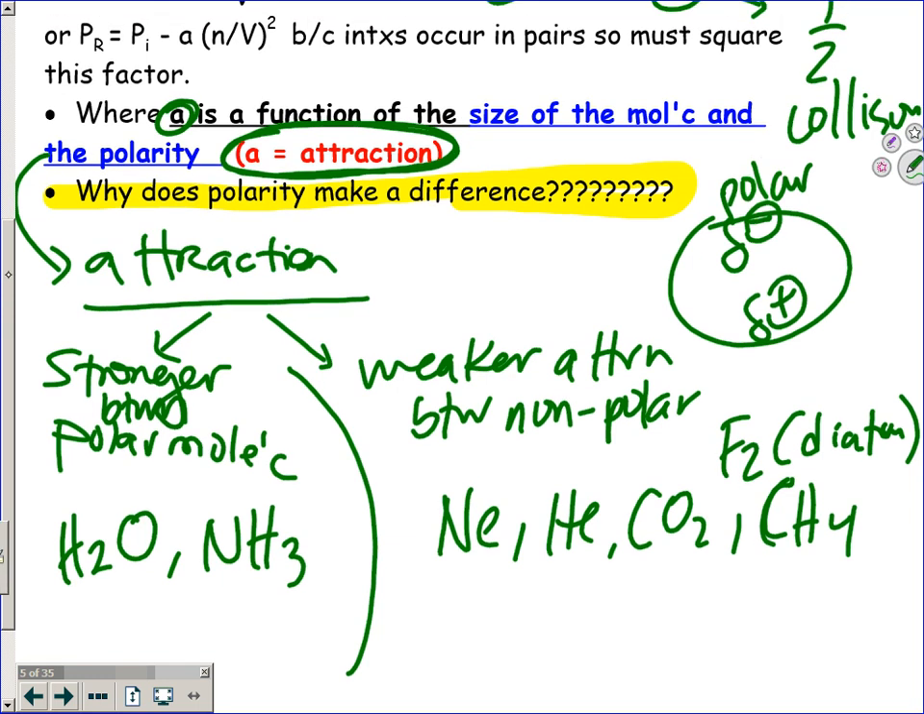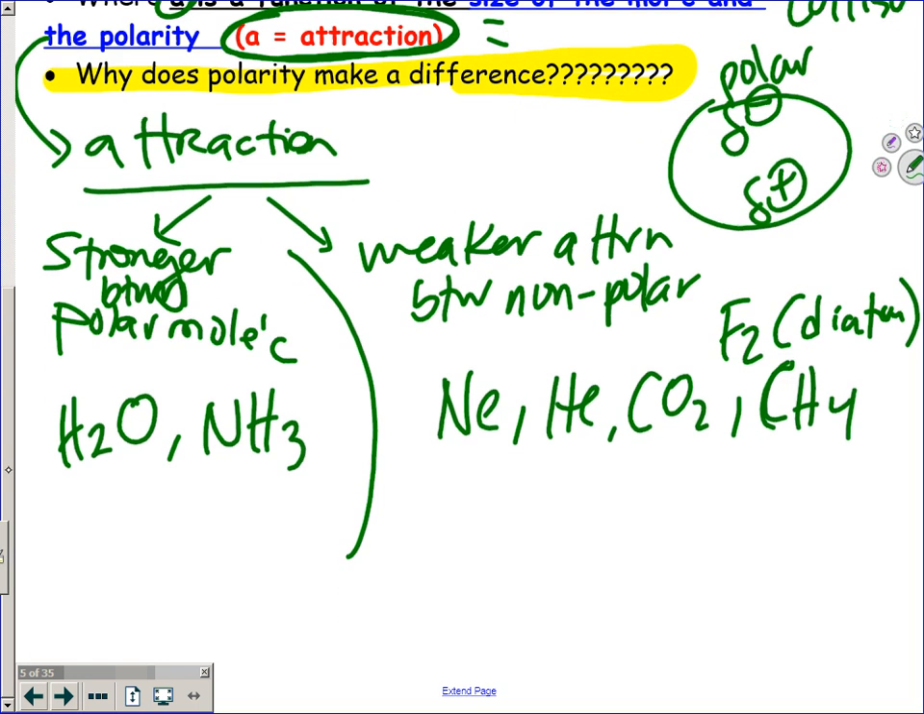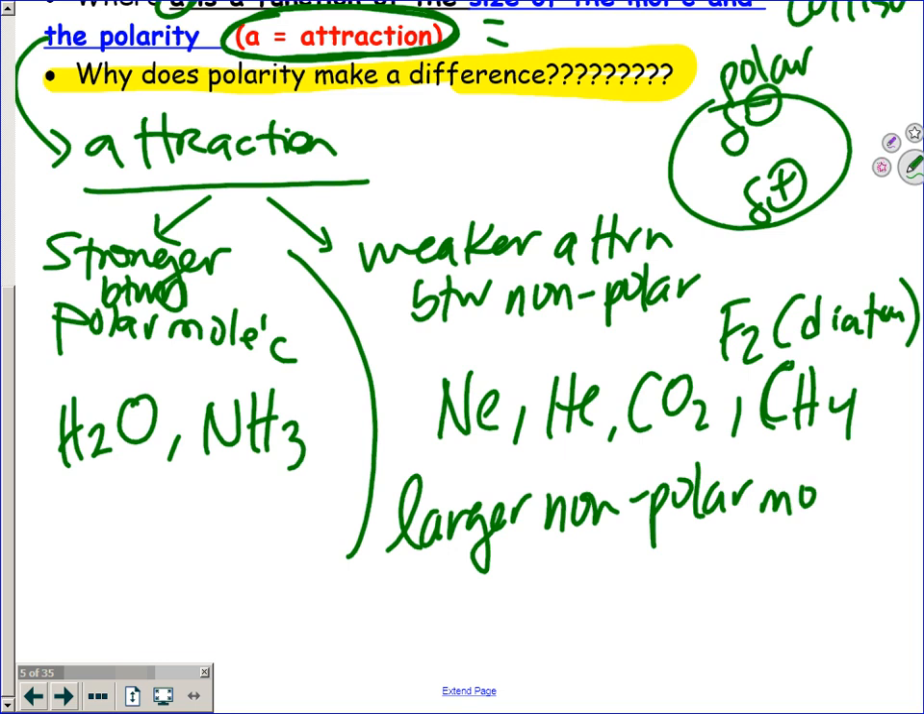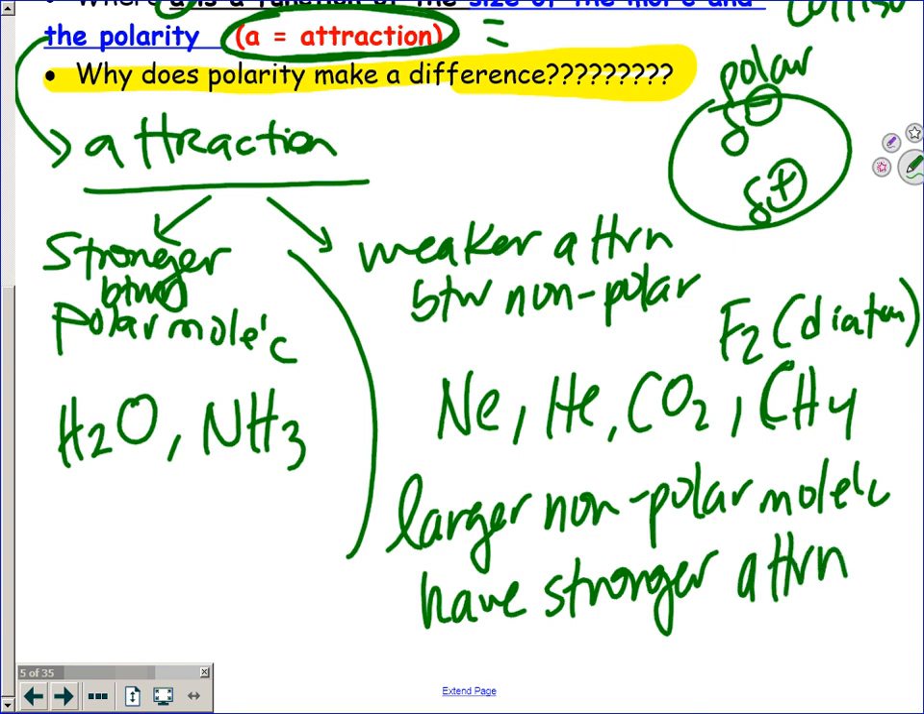Do you guys see this right here? That's only because as you break down to the two categories between polar and nonpolar, larger nonpolar molecules have stronger attractions. So if you had two nonpolar molecules, who's going to deviate from ideal gas behavior more? It would be the larger of the two. Like methane versus neon, because methane is way bigger than neon in terms of size and electrons.